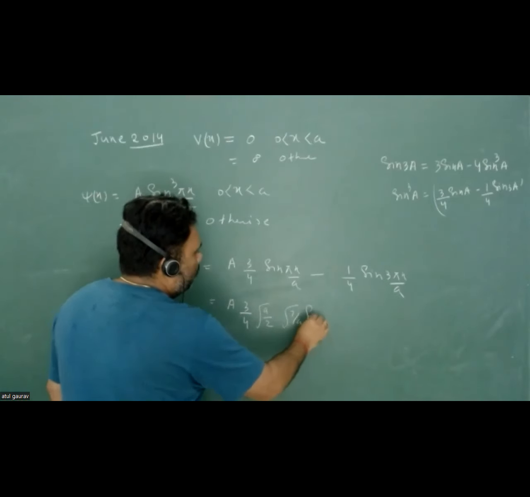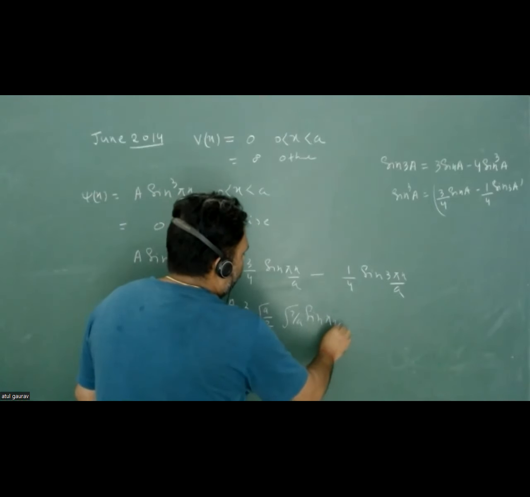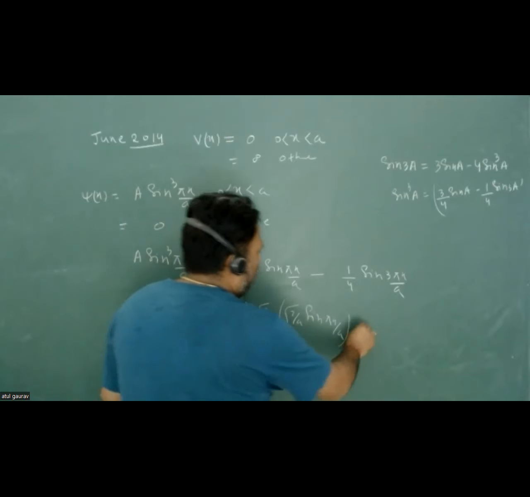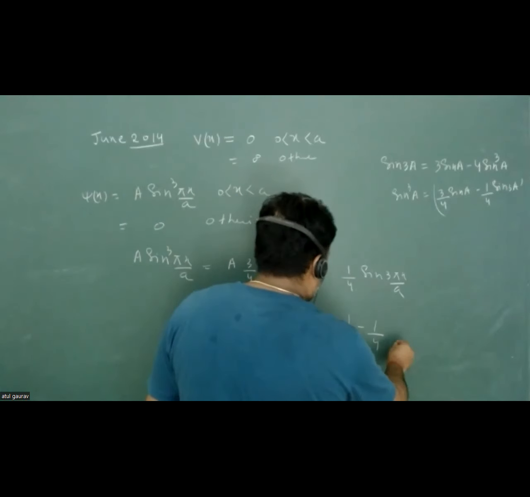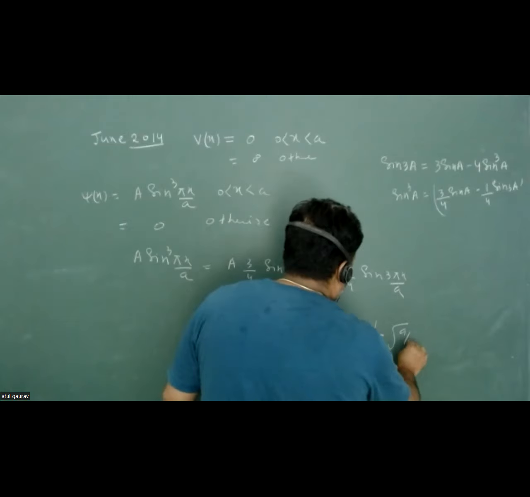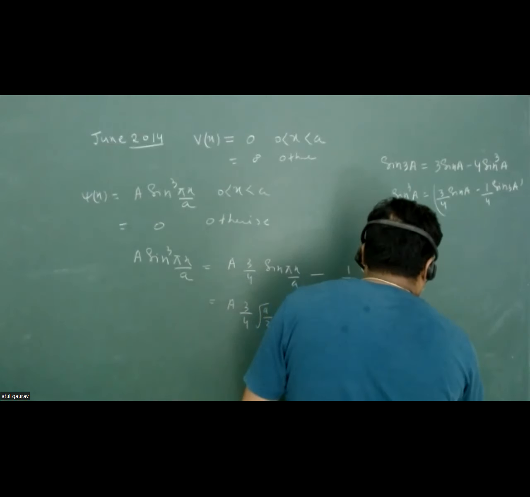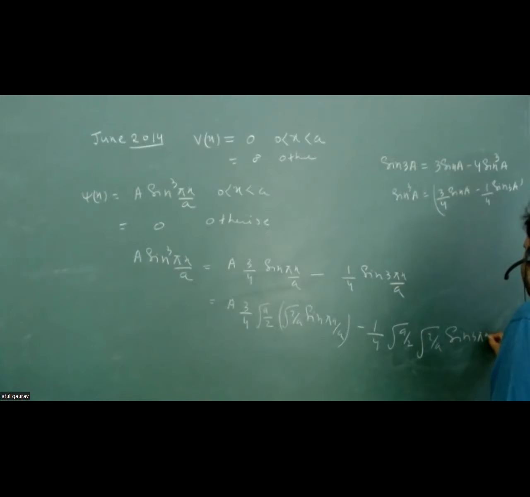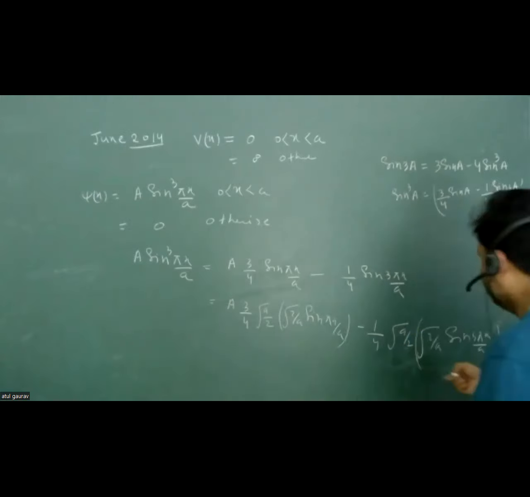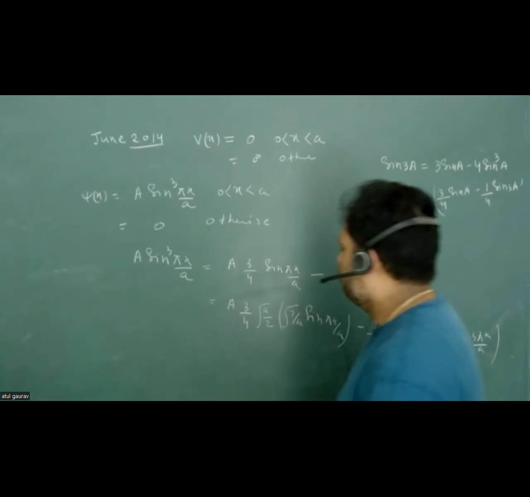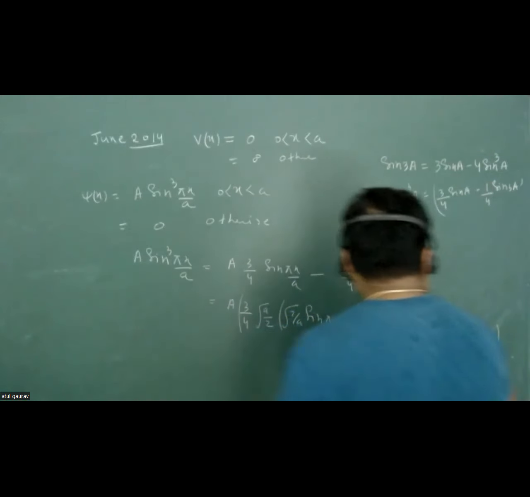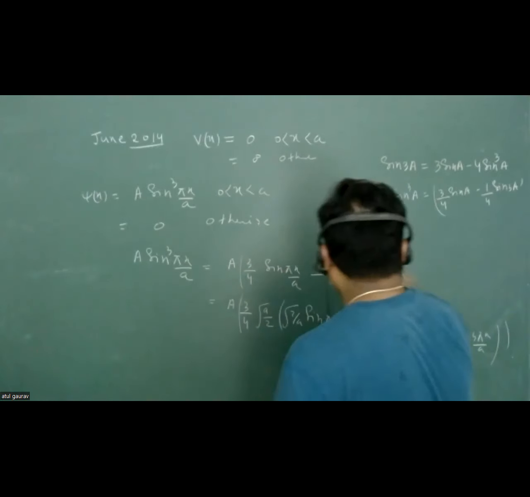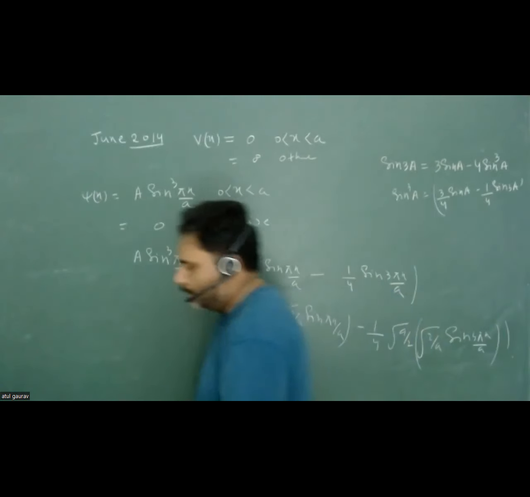root under 2 upon a, that is sine pi x upon a, minus, again we have to do the same exercise, that is root under a upon 2, root under 2 upon a, and this value is again sine 3 pi x upon a. Now you can write this thing as phi 1 and this thing as phi 2, and you can get the value of a, isn't it? A will be something like this. Okay, you can get the value of a here.